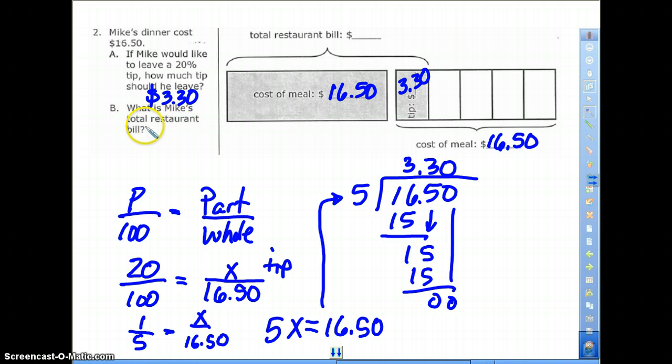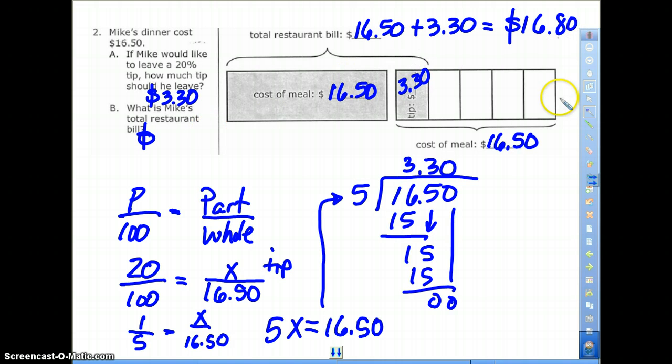What is Mike's total restaurant bill? Well, the total restaurant bill is going to be the $16.50 plus how much he leaves for the tip. Figure that out real quick. What do you get? $19 and, whoops, that's not 19. Did you guys get $19.80? Okay, good. Let's go on to number 3.